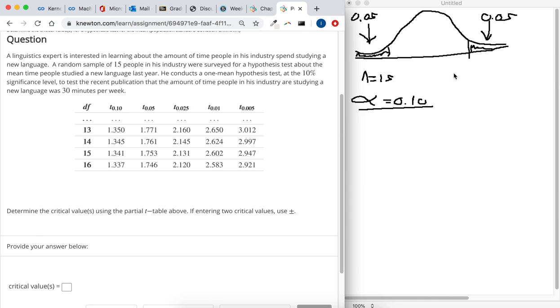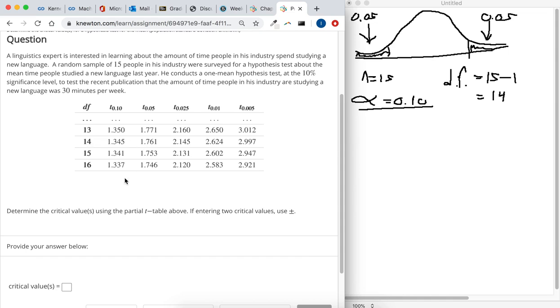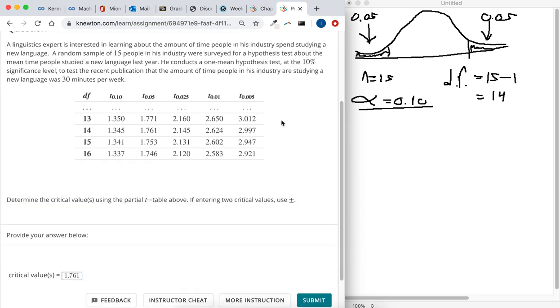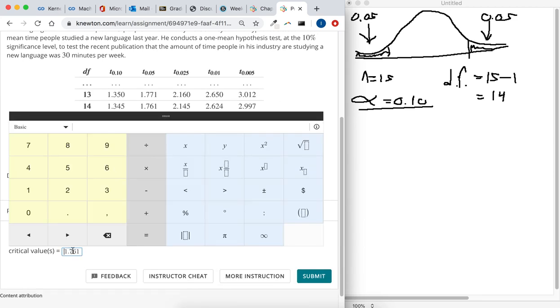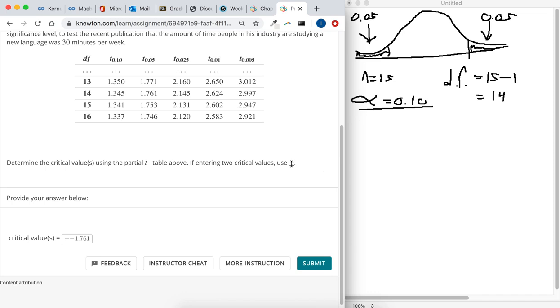So 0.05, n equals 15. That means our degrees of freedom is 15 minus 1 for a one sample test. So we're using 14 for our degrees of freedom, so 1.761 is our critical value. But I think it's positive or negative, so we should put the plus or minus sign. And I don't see it. How does Newton want us to do that? Let's copy and paste maybe.